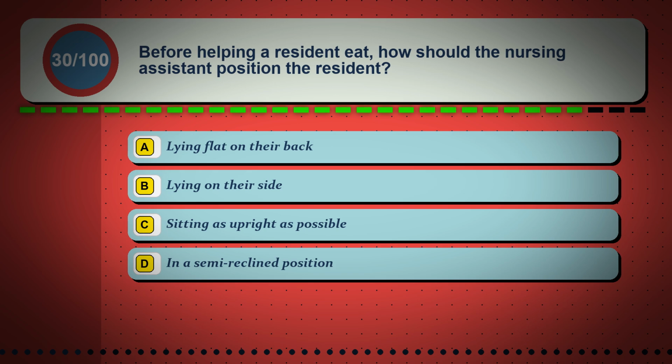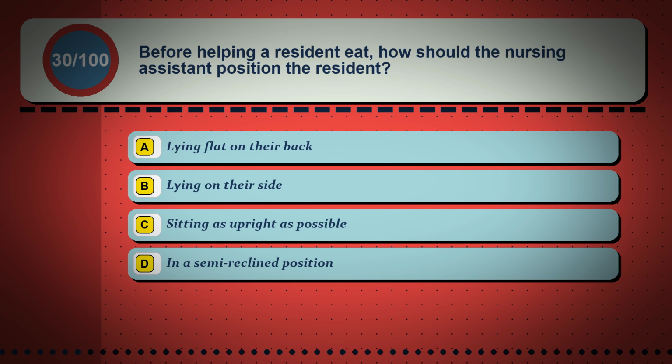Question 30. Before helping a resident eat, how should the nursing assistant position the resident? Option A, lying flat on their back. Option B, lying on their side. Option C, sitting as upright as possible. Option D, in a semi-reclined position.